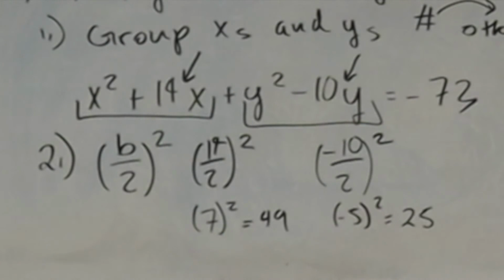So you take your b terms, half them, and square them. It'll make sense later because of something that's going to happen.